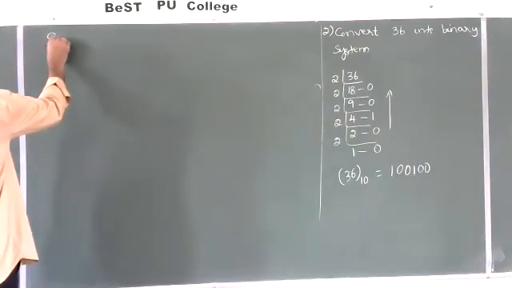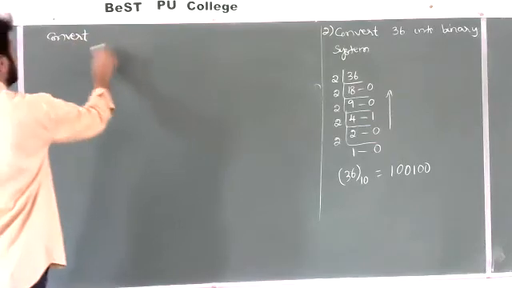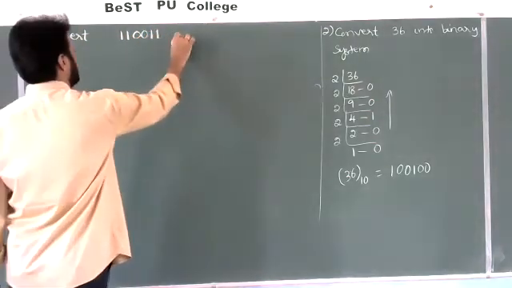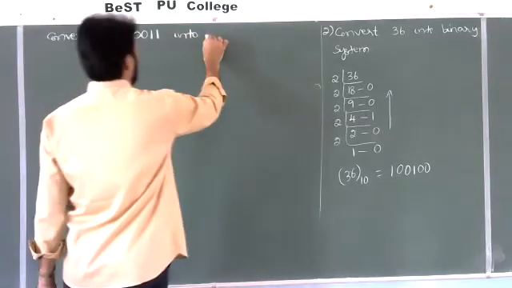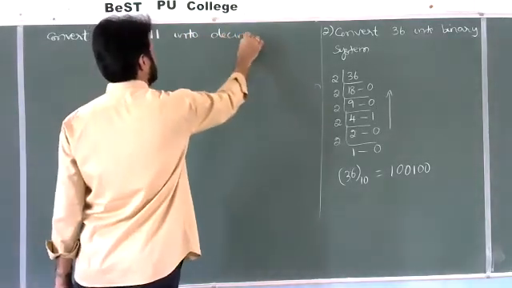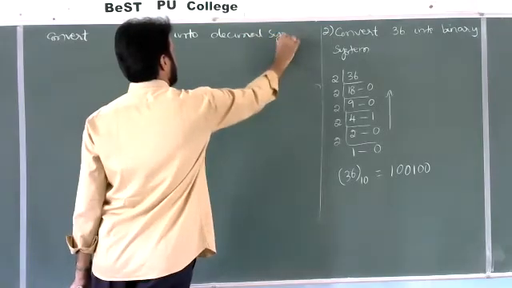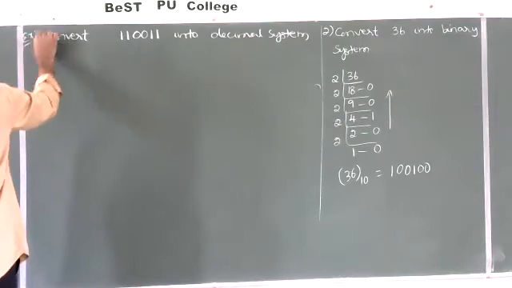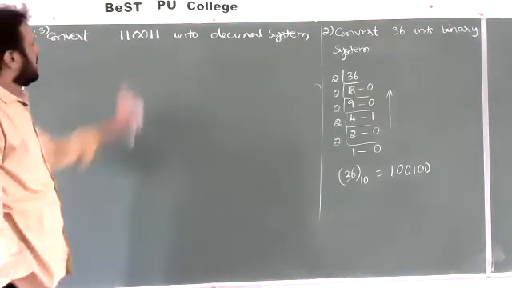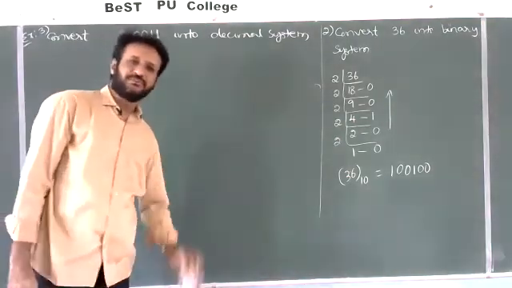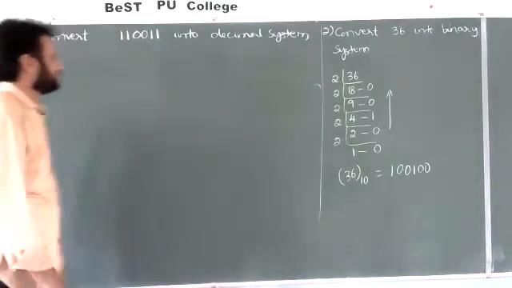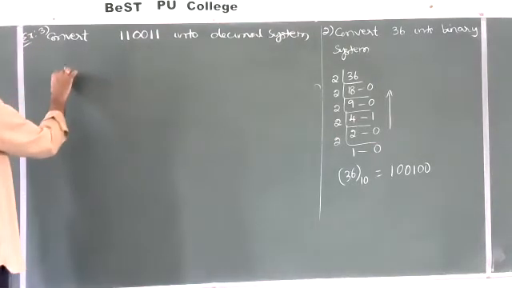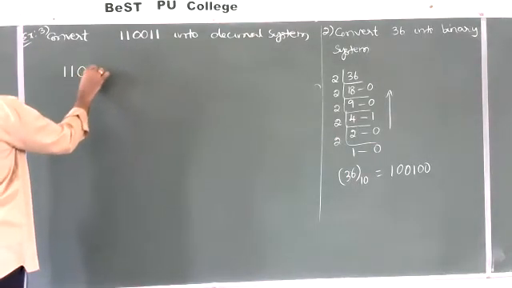Convert 110011 into decimal system. So here also, one example, write example 3. I want to convert this number into decimal system. So what we have to do is first take this number, 110011.